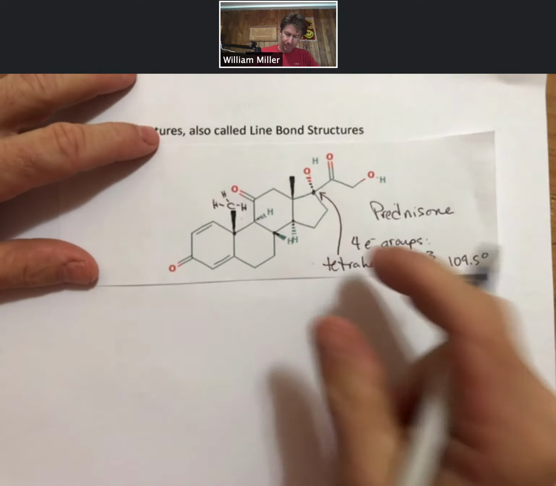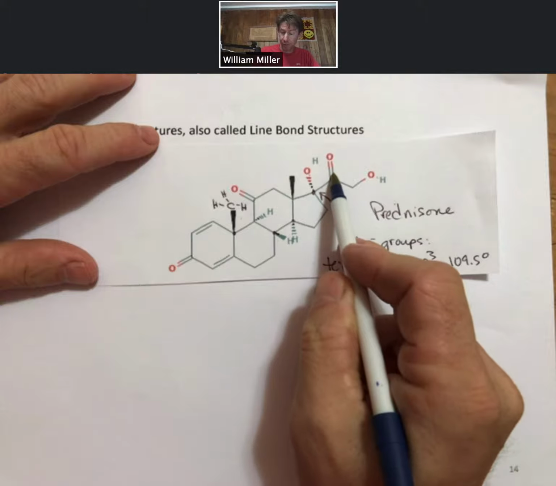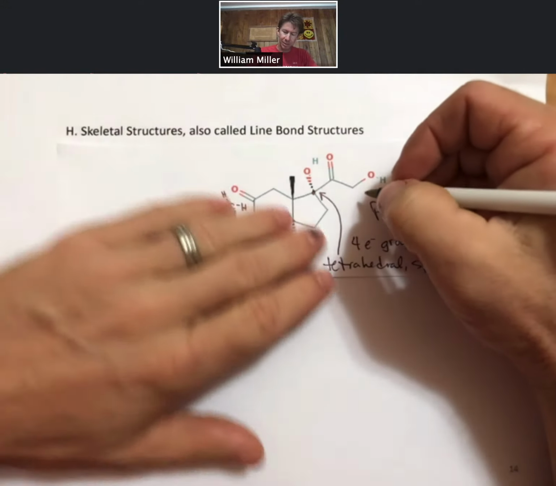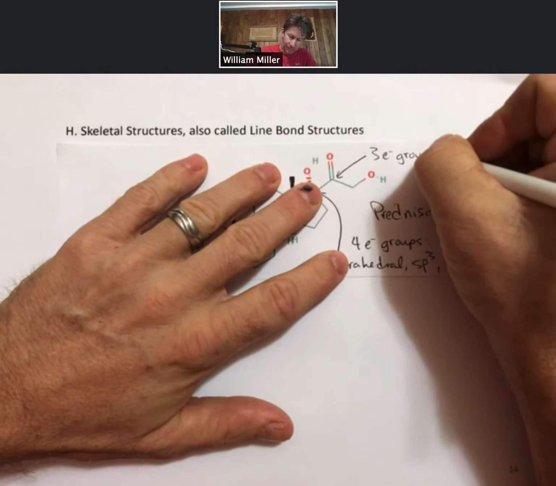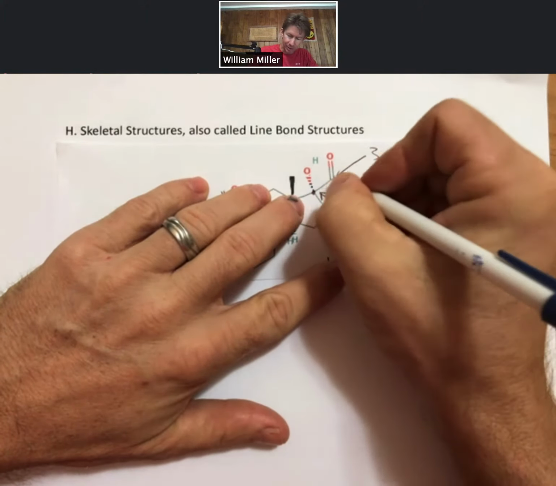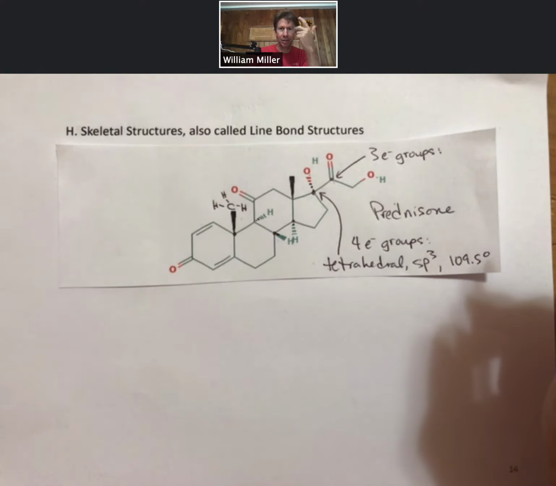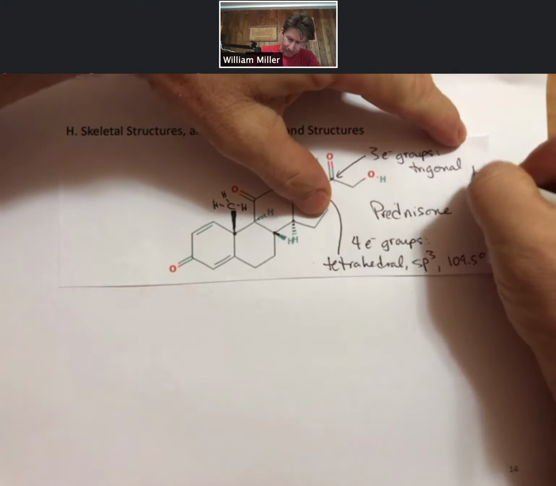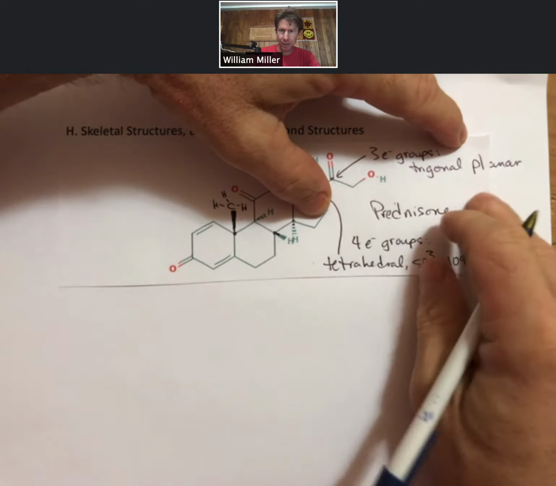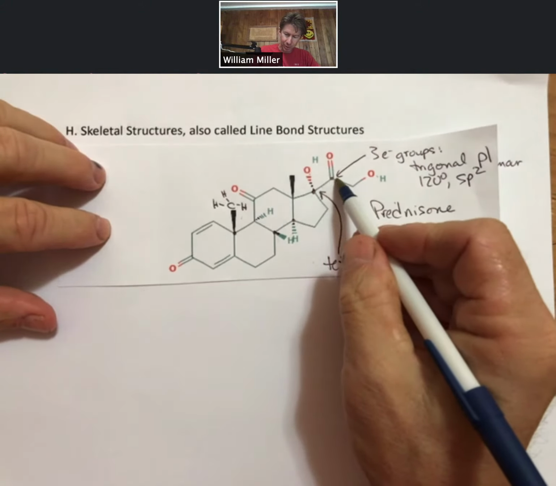Okay. And that's clearly got 4. So this carbon right here actually has 1, 2, 3, 4 bonds, but 3 electron groups. We know that this carbon right here is going to be trigonal planar, sp2 hybridization, bond angle 120 degrees. Trigonal planar, 120 degree bond angle, sp2 hybridization. And so this bond angle is 120.